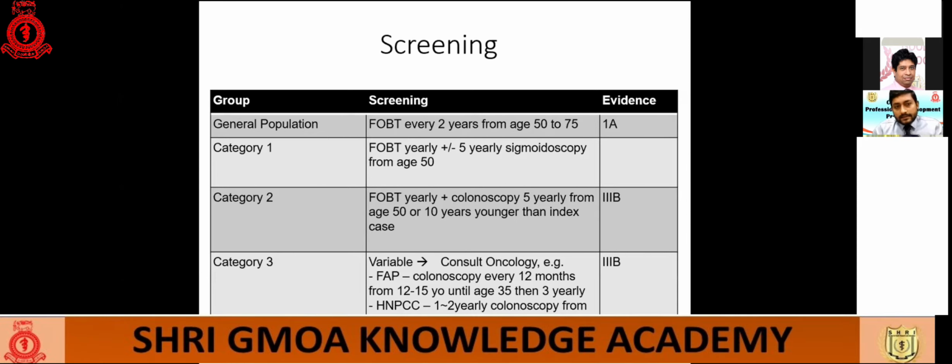Here, this is a rough guide for general population screening for any rectal GI pathology. What we can do is fecal occult blood yearly, or every 2 years, from age 50 to 75. Or we can do 5 yearly sigmoidoscopy from age 50. These are the kind of screening guidance that you can use to assess the general population.